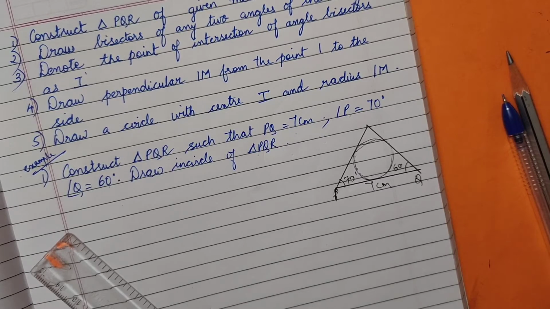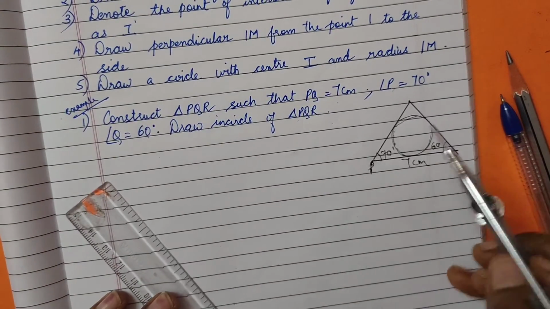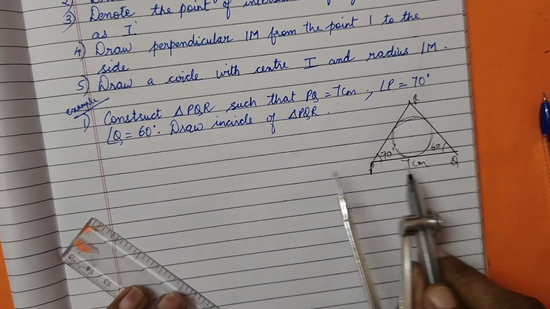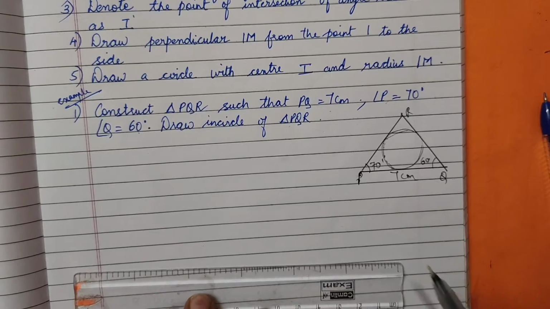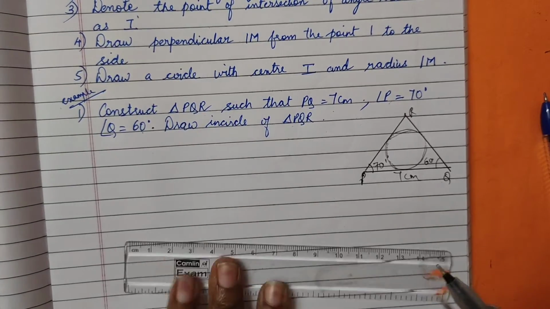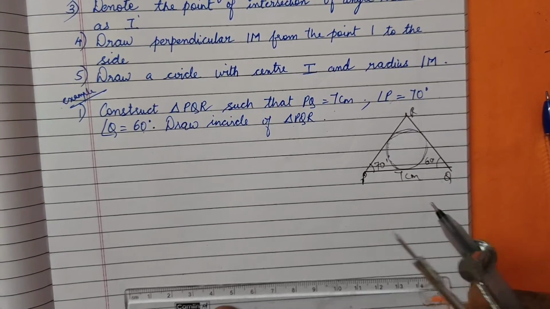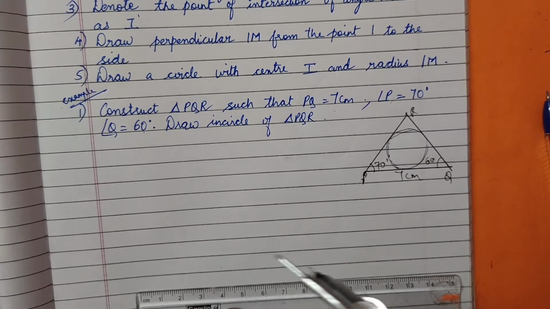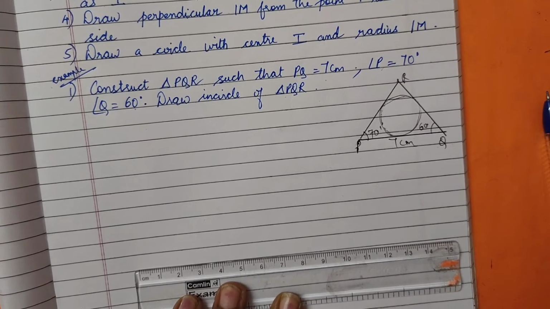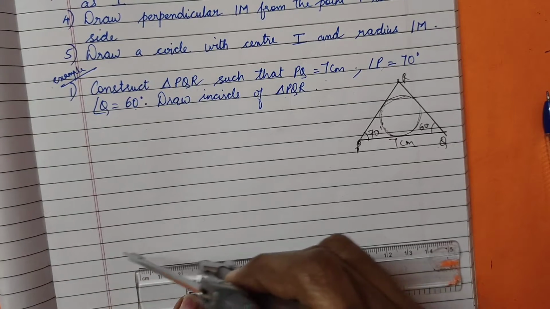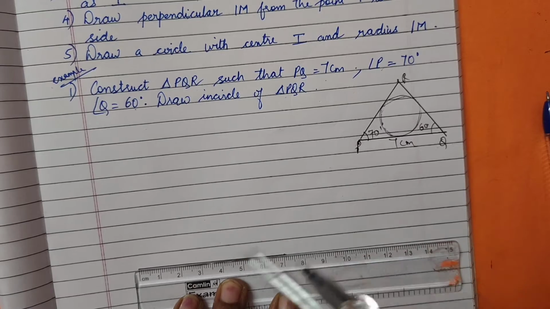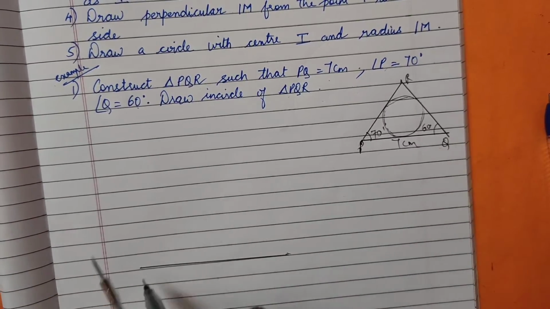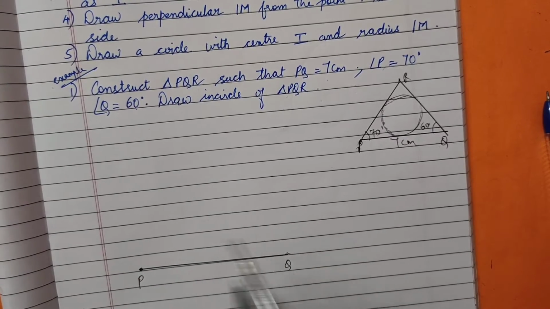Now I'll show how to do it by construction. Firstly, what we have to do, PQR. This is the point R here. So we will first draw segment PQ 7 centimeter. I have taken a scale here with PQ 7 centimeter. So I am drawing 7 centimeter PQ. Once I have drawn PQ 7 centimeter, this is to be named as PQ, which is 7 centimeter.